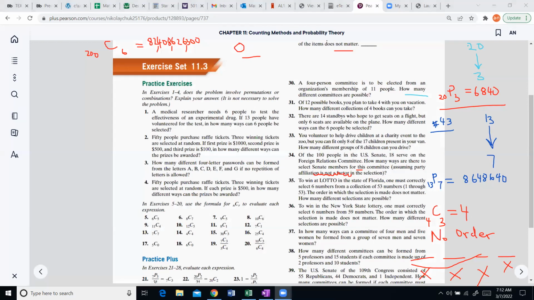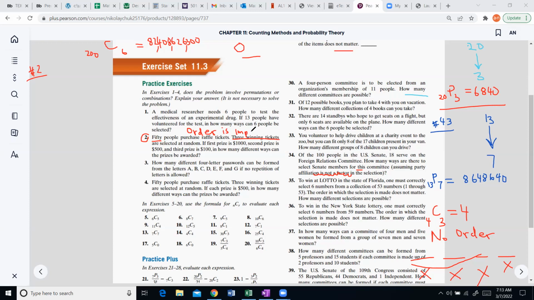So we take a look at, say, exercise number 2. That talks about 50 people that purchase raffle tickets. And they say 3 winning tickets are selected at random. The first prize is 1,000, second is 500, and third is just 100. So the question is, in how many different ways can the prizes be awarded? So the question is, is order important? Would this make a difference to you if you get a first prize or a third prize? And the answer is yes. Looks like I get $1,000 or only $100.